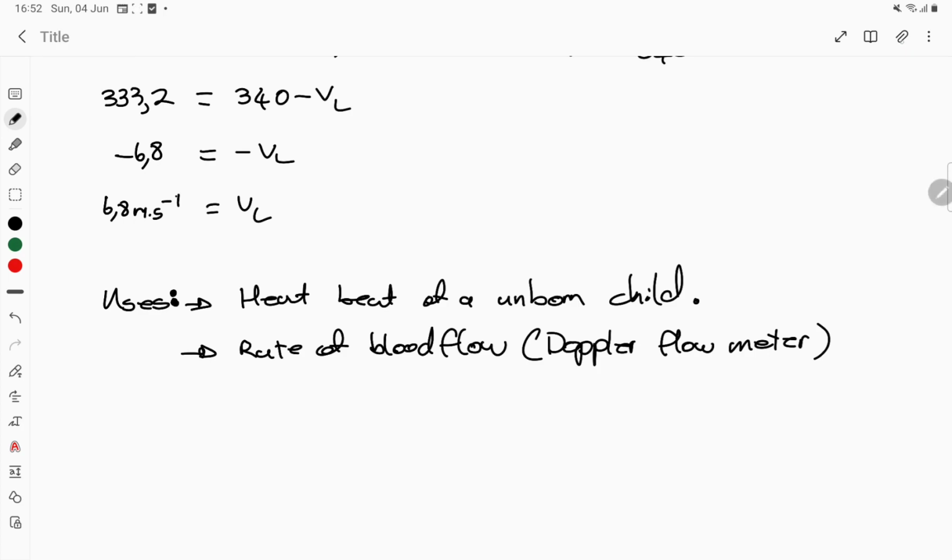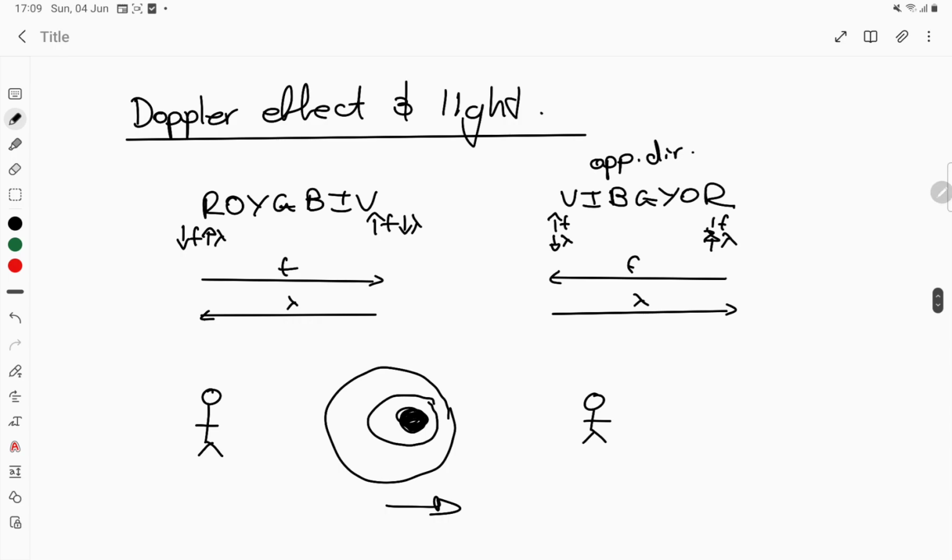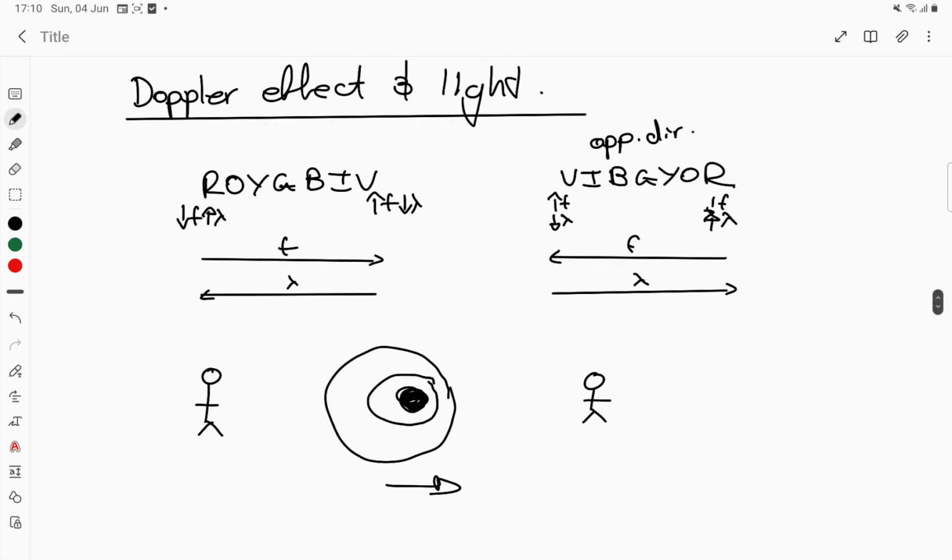All right, so let's take a look at the next application, which is for light. So the Doppler effect and light. Now, remember, light can be a wave or a particle, like the dual nature property of light. Anyway, we can deal with light as a wave. And let's take a look here from grade 10.